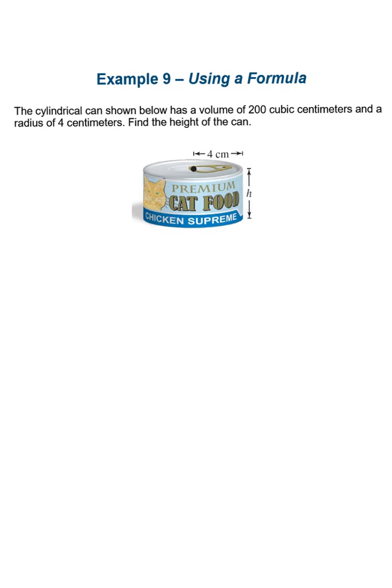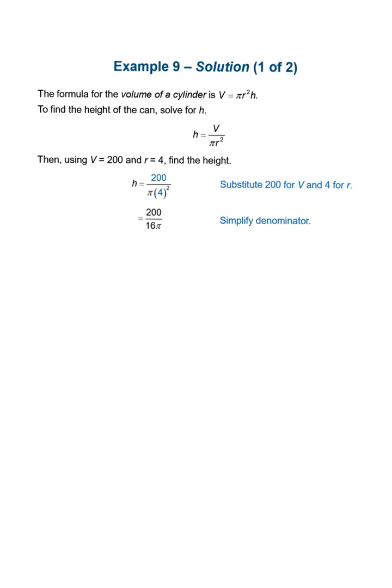Here's an example. You have a cylinder can shown below, which has a volume of 200 cubic centimeters and a radius of 4 centimeters, and they want you to find the height. The formula for the volume of a cylinder is V equals pi r squared h. To find the height of the can, solve for h. You can do this at the start or later on, it doesn't matter. We show you that we can solve for h, and then you're just plugging things in where they go.